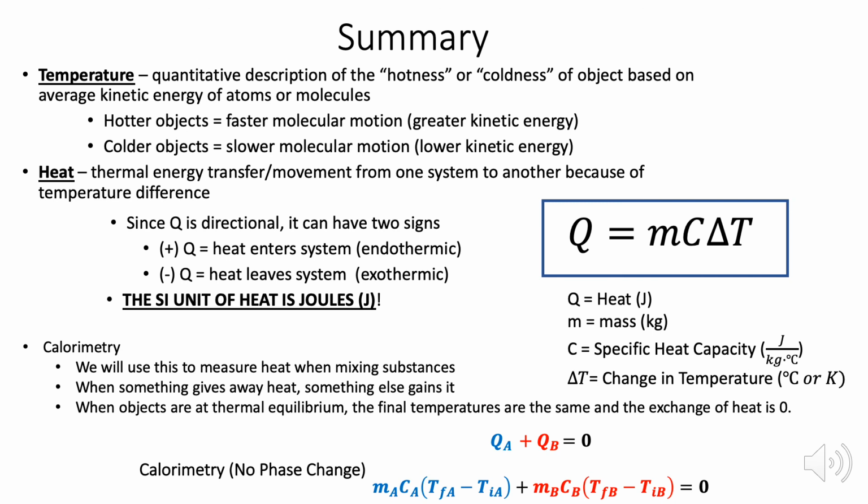So when something gives away heat, something else has to gain it. And when objects are in thermal equilibrium, the final temperatures are the same and the exchange of heat is zero. And for calorimetry questions where there's no phase change, we do Qa plus Qb is equal to 0, which is mcΔT plus mcΔT is equal to 0.